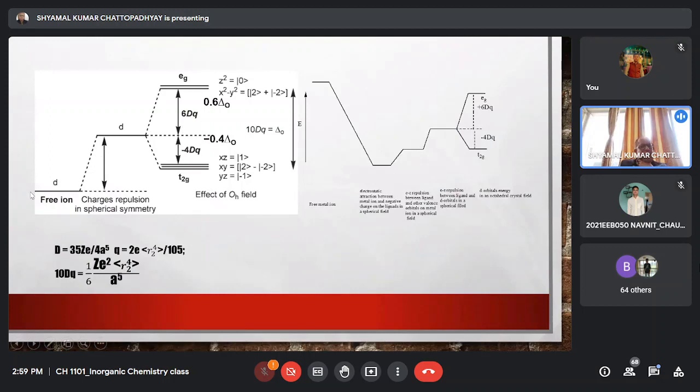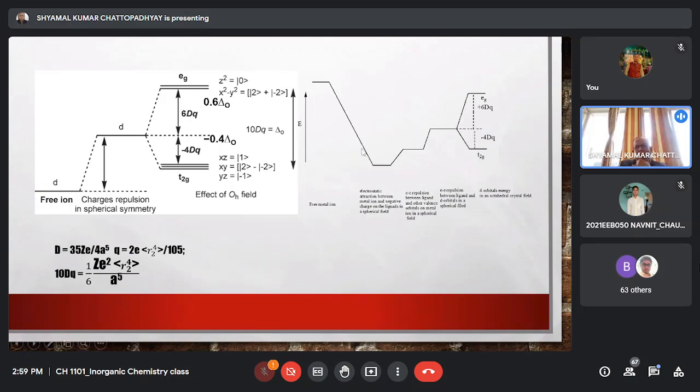Because compared to the free ion, according to this picture, both T2g and Eg orbitals have higher energy. So why should metal ions form a complex? Because T2g and Eg orbitals have much higher energy than the free ion, it should dissociate into the free ion and the ligands. So in other words, this energy picture with which you are very much familiar is a partial energy picture where only electron-electron repulsion has been taken into account.